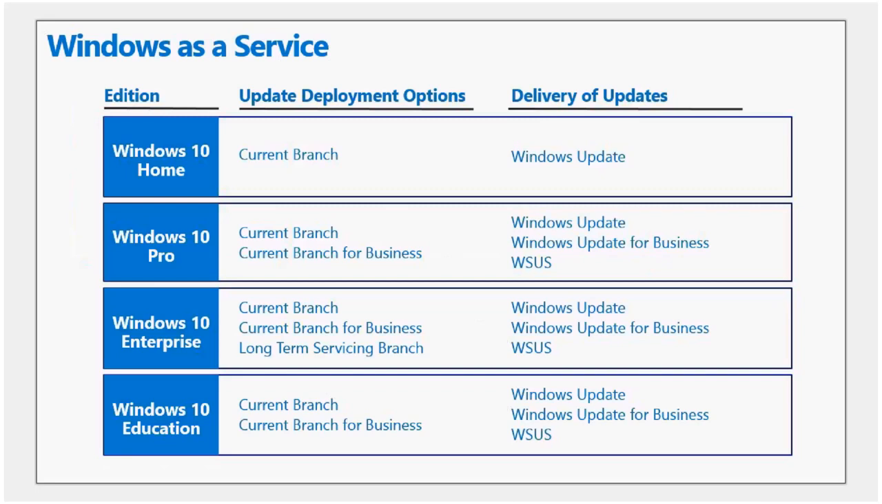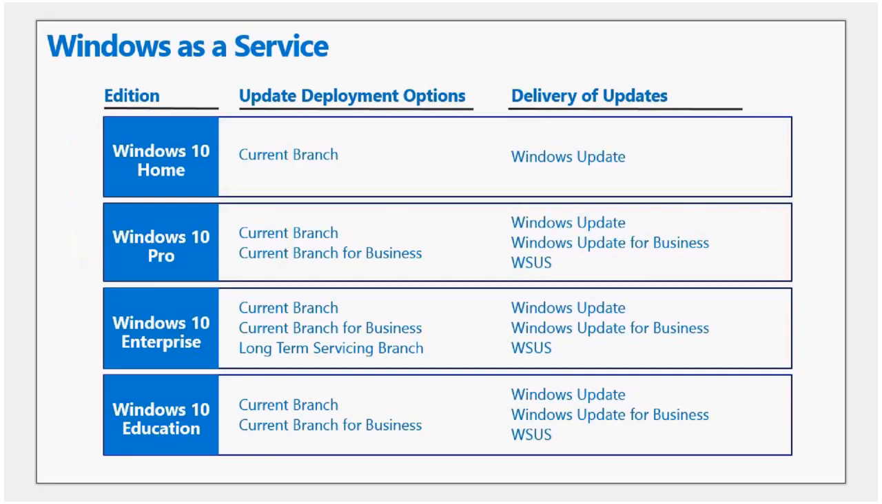With Windows 10 Pro, customers can choose either the current branch or the current branch for business. They can have these updates delivered either through Windows Update for Business, which is a new feature that Microsoft announced yesterday on May 4th at the Ignite conference. And also they can continue to use WSUS or a deployment management tool that is in the market today.